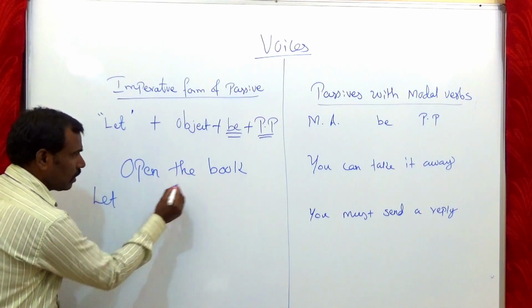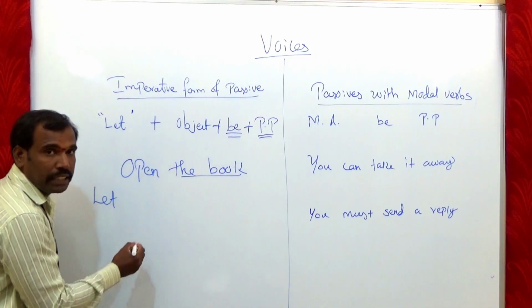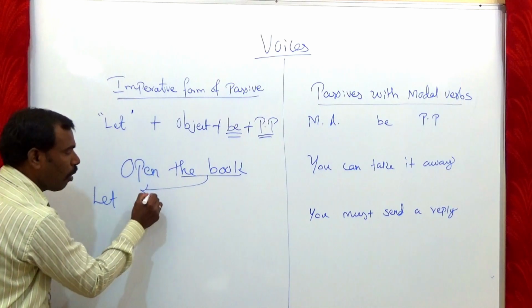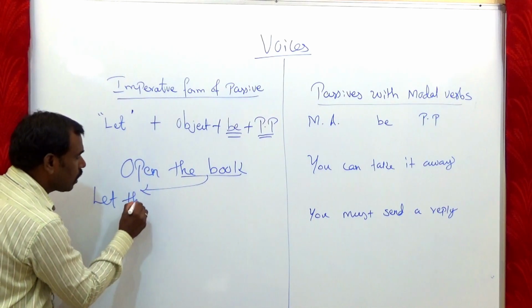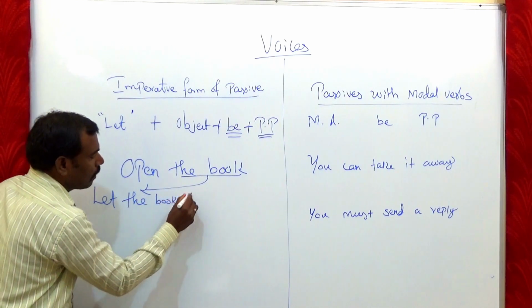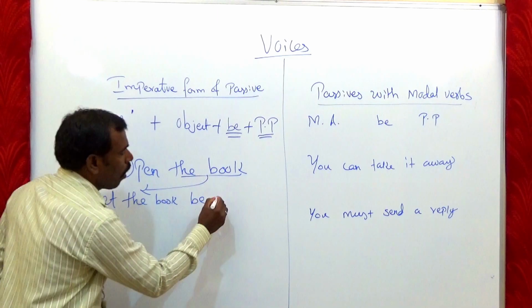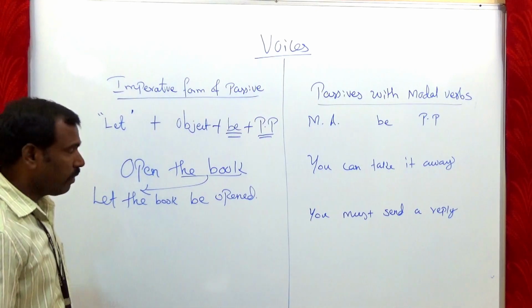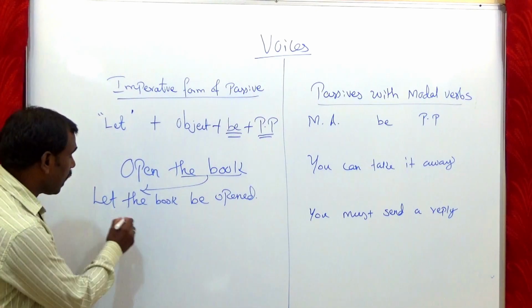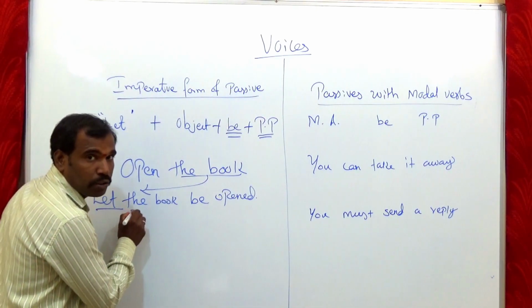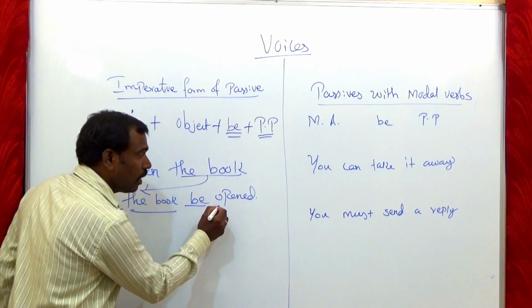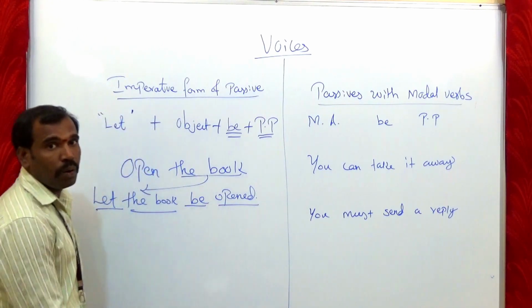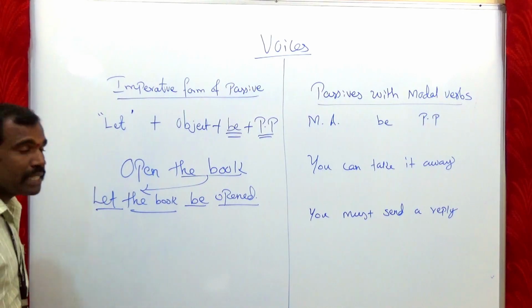Fine. So all passive forms should have the past participle with it. So let, and next to that let we have to add the object. So let the book be opened. Let the book be opened. Fine, is it clear now? So it starts with let, next to the let it should be the object, and then be, and then the pp form of the verb. And I give you one more example.